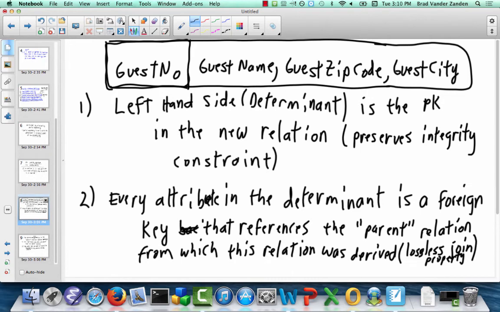So we start by moving partial dependencies out. Then if any of the attributes in the right-hand side of the partial dependency are the left-hand side of a transitive dependency, you also have to move the transitive dependency attributes into the new relation. Does that make sense?